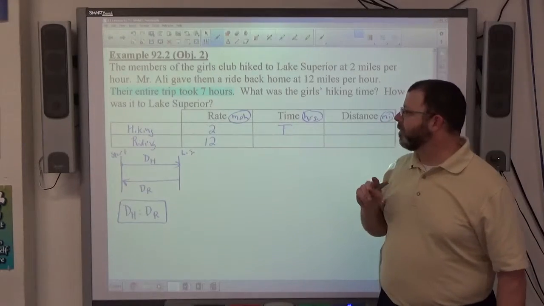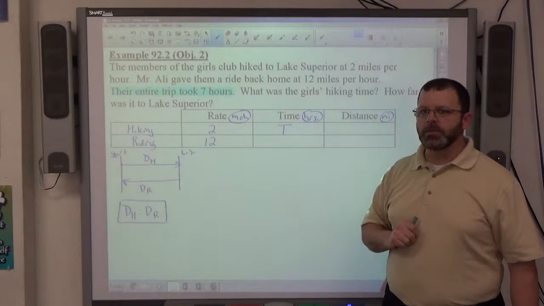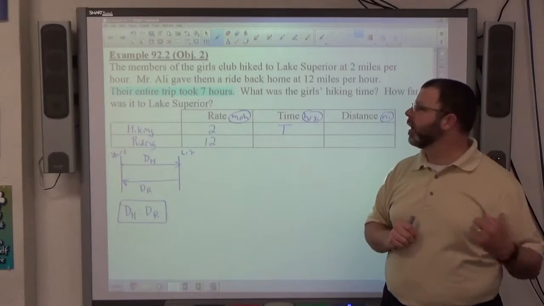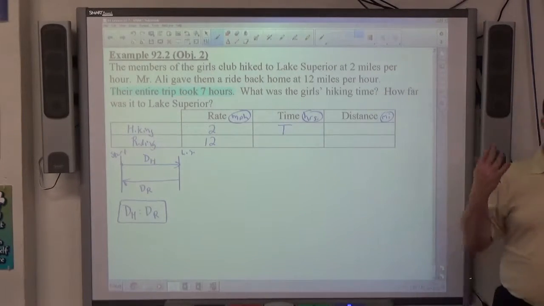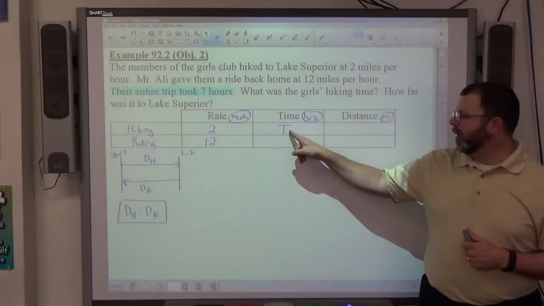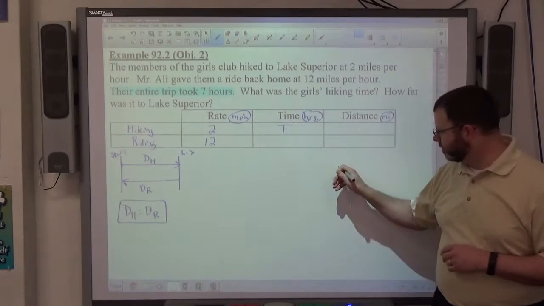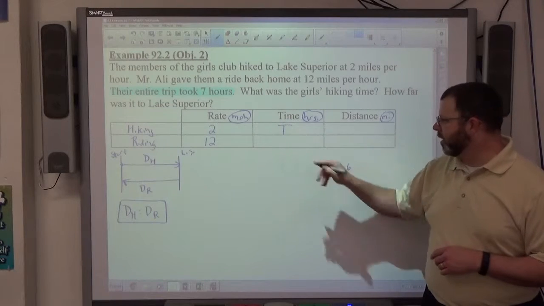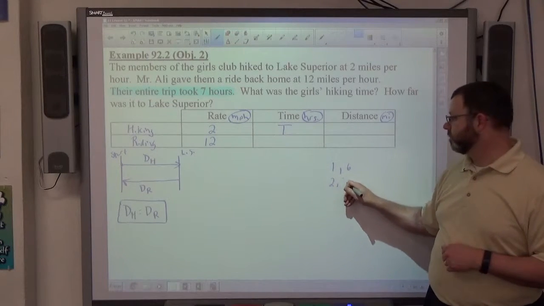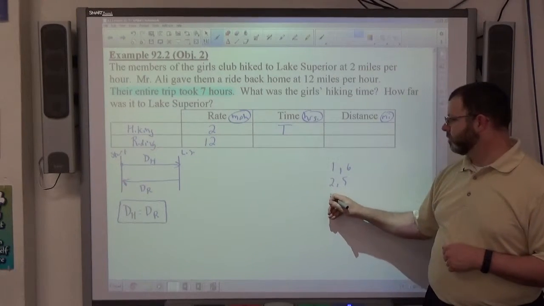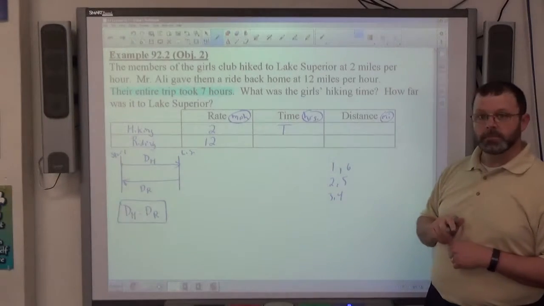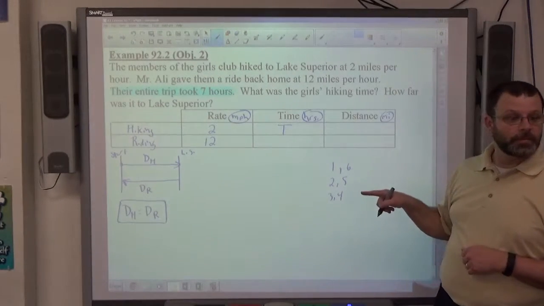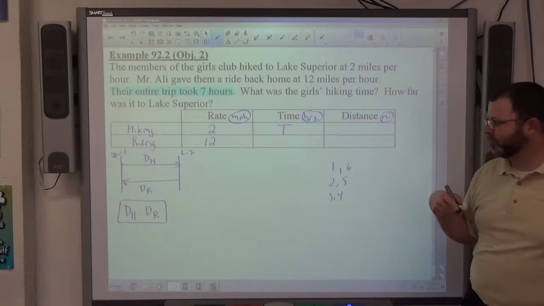t is some amount of time. What's left over from 7 hours? The rest of the time, okay? So let's figure this out. Let's do numbers first. If this is 1, how big is that? 6. If that's 2, how big is that? That's 5. If that's 3, how big is that? 4, right? I heard somebody say 4.